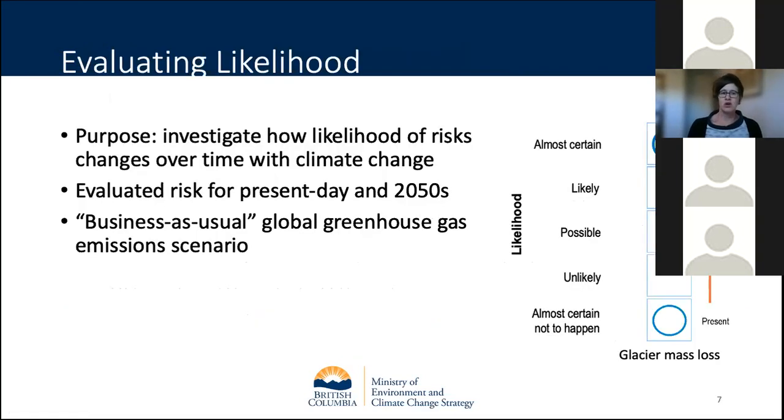So for each risk event, we assessed the likelihood of it occurring. We wanted to know how that changes over time. So like I said, we assessed the present day risk, which is the 20-year period around 2010, and compared that to future risk, which is the 20-year period around the 2050 mark. We used a business as usual global greenhouse gas emissions scenario, so RCP 8.5. I don't really have time to explain our justification for using that in this presentation, but if you're interested to know more about that, I'm happy to discuss that during the discussion period.